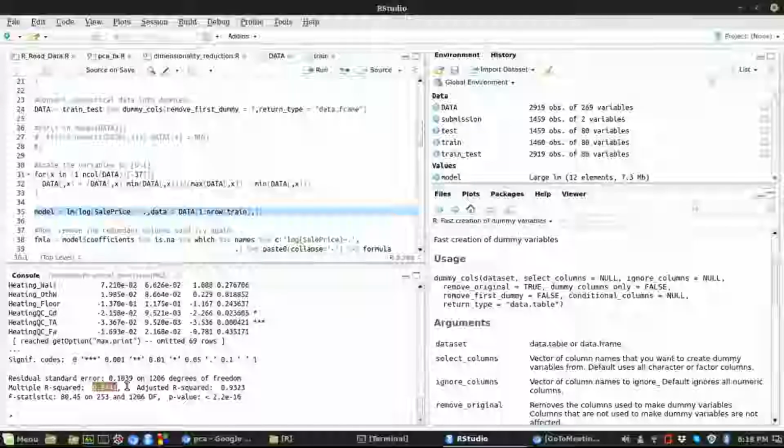R square 0.94, adjusted R square 0.93. So it's giving at least more than 90% accuracy. This is more than 90% of the variance in the sale prices explained by this model, the overall model.